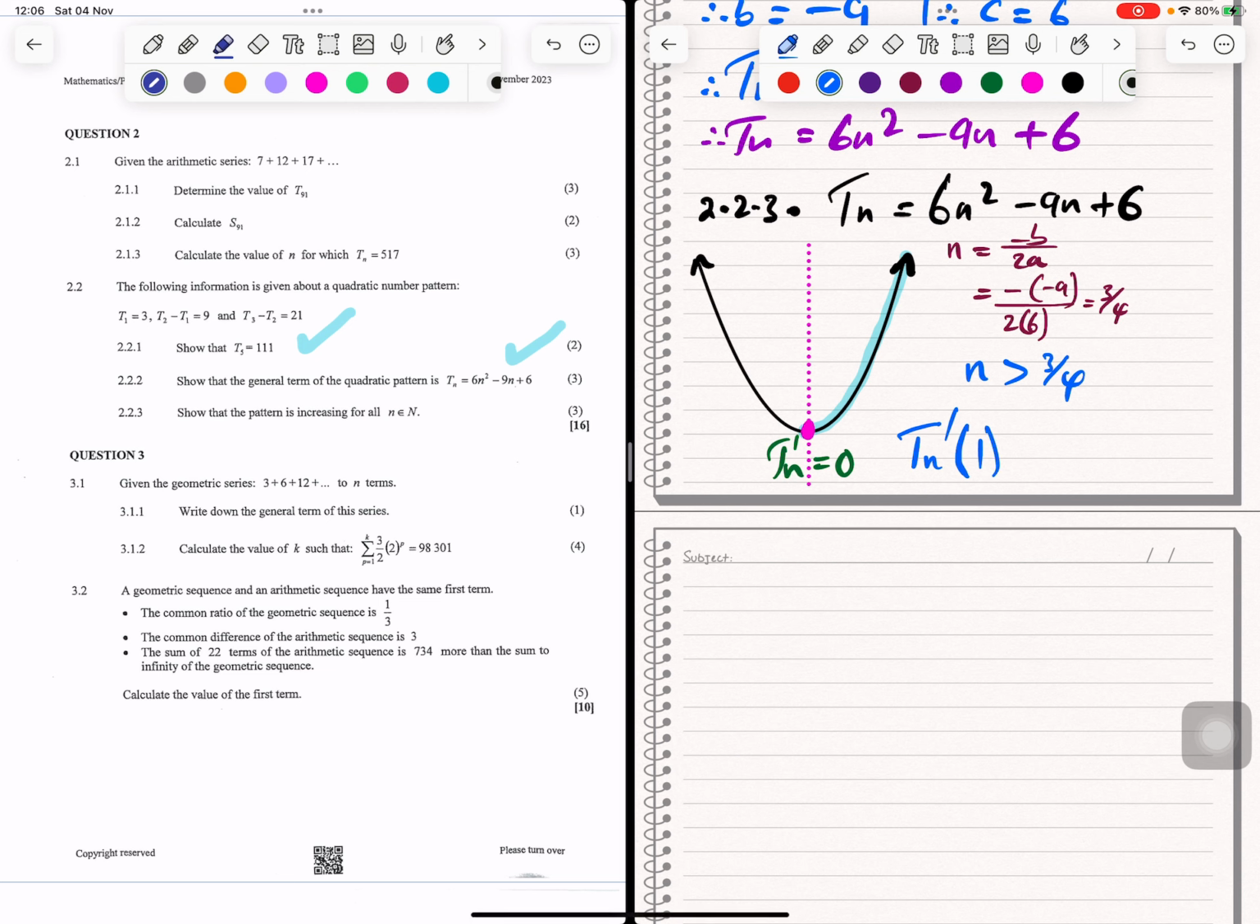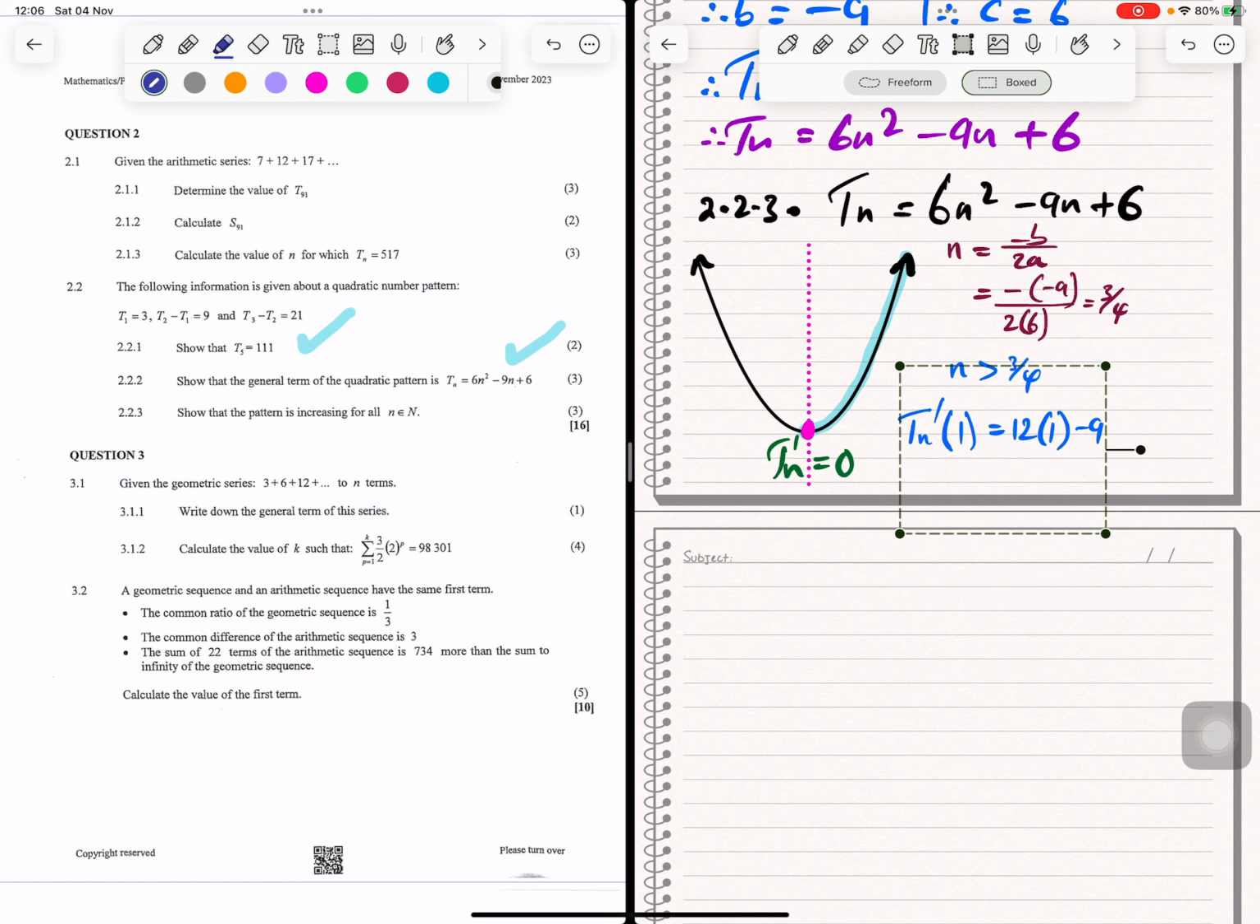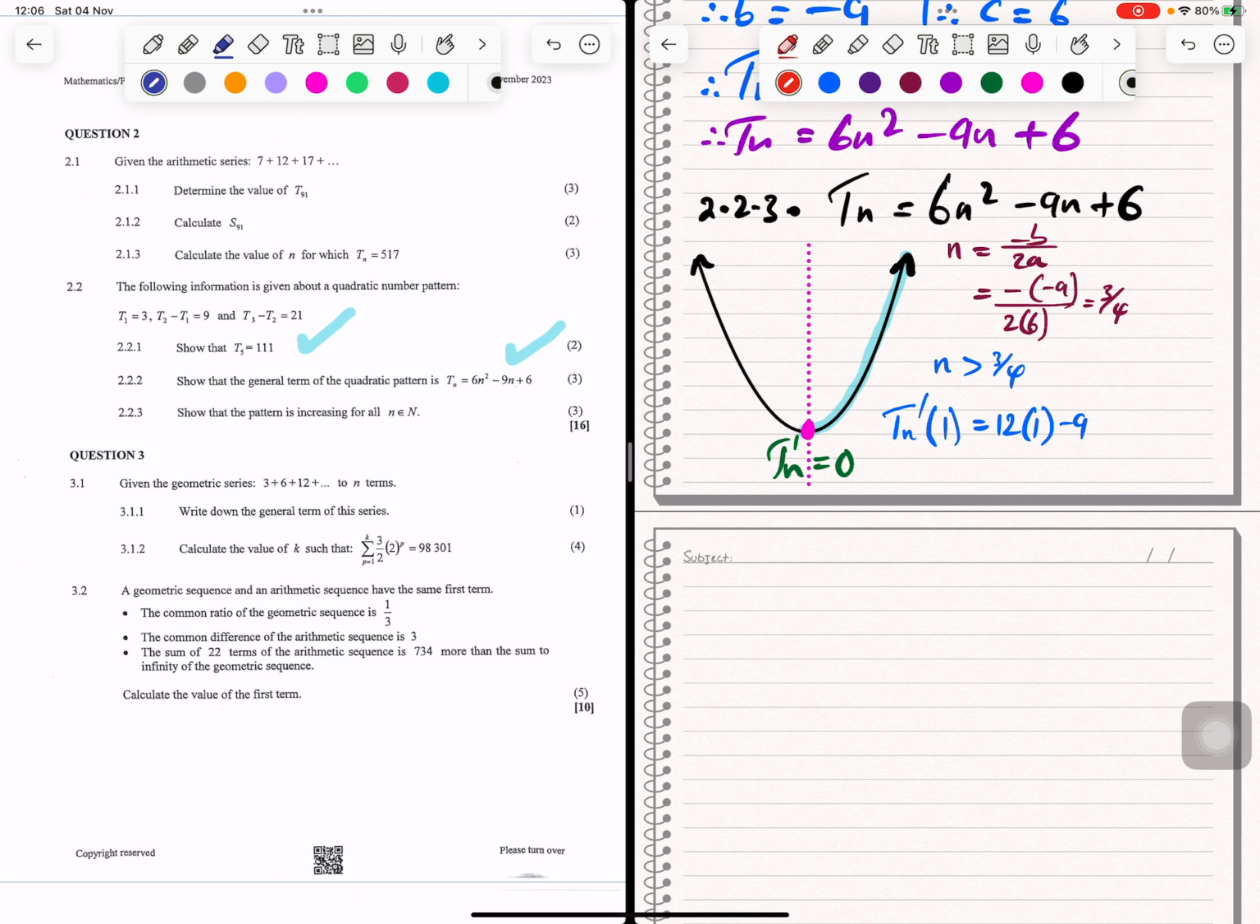You put it in the first derivative. It must give you a positive value. So my tn is 12n minus 9, let me put it here so that you guys see what's going on. So here the value is 12 minus 9, which is 3. Okay, so that 3 is positive, which is bigger than 0, and it means what? Increasing in functions.